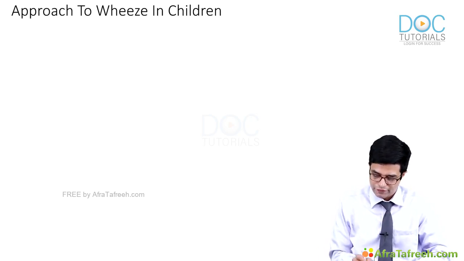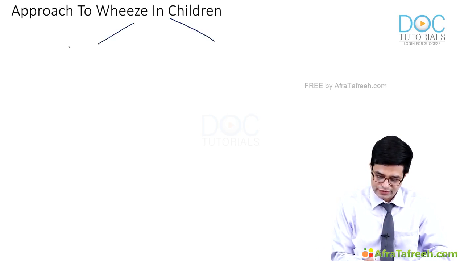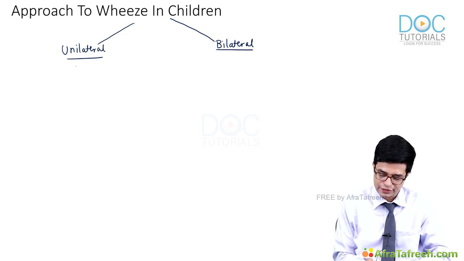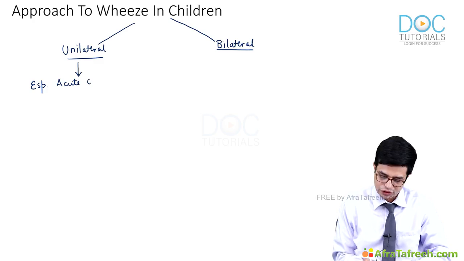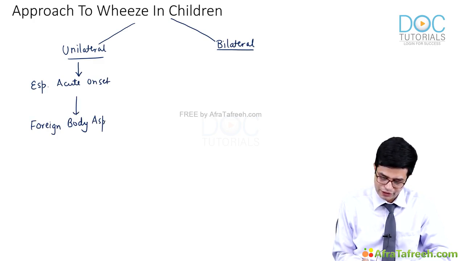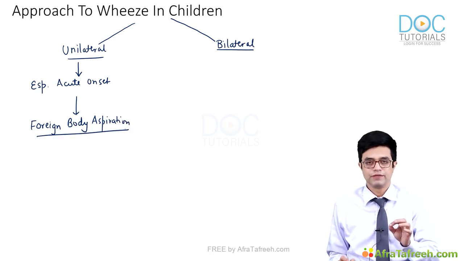So whenever a child is coming to you with wheeze, from MCQ point of view, you should always look for whether it is unilateral wheeze or it is bilateral wheeze. If the question says it is unilateral wheeze and it is specially acute onset, you will always think of foreign body aspiration. What is foreign body aspiration? Aspiration means something moving into the airway. So foreign body aspiration will be considered.